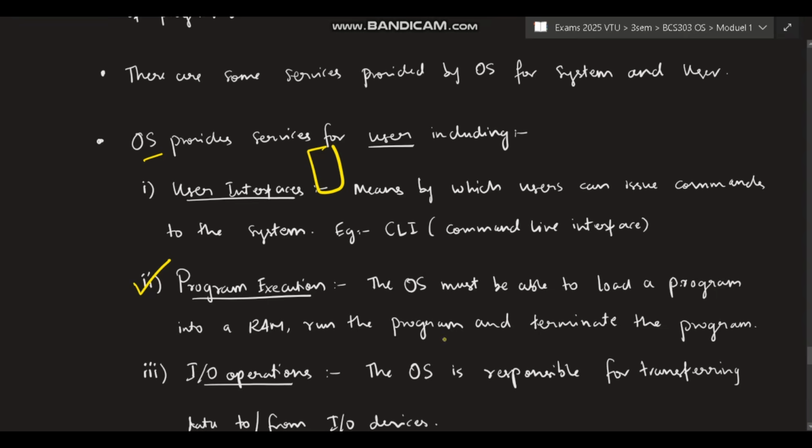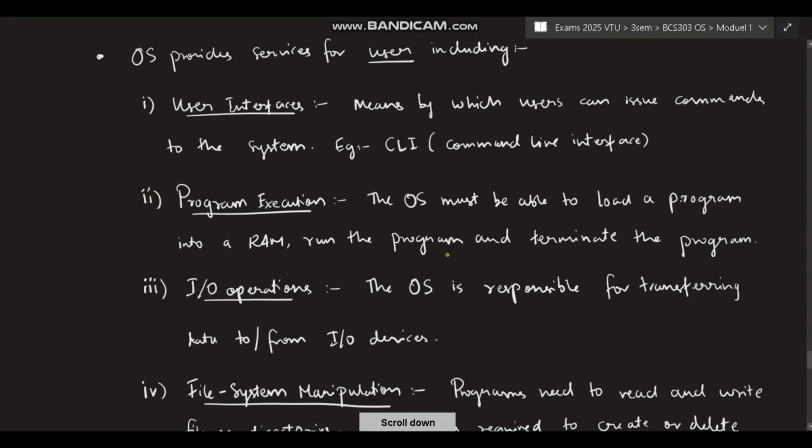Okay, second one is program execution. When we want to execute some programs, we'll be using the OS provided program execution. So OS must be able to load a program into the RAM, run the program, and terminate the program. All the processes related to a program, such as putting it, running it, executing it, and exiting or terminating it, are all handled by OS.